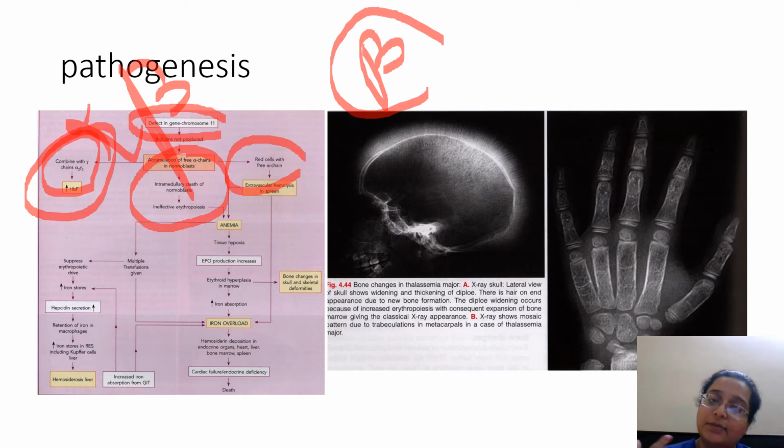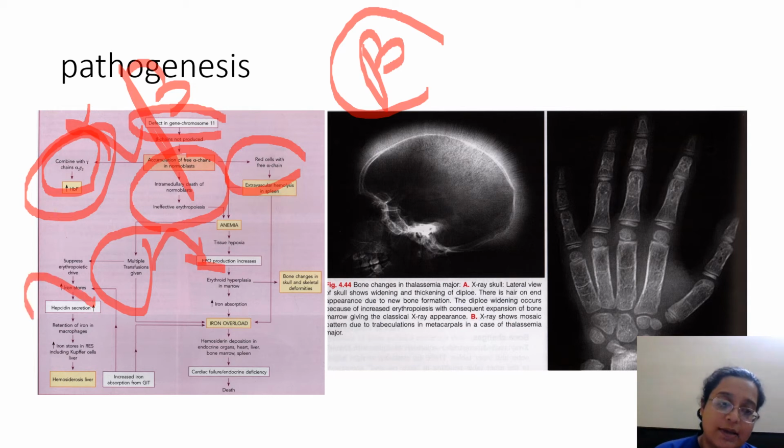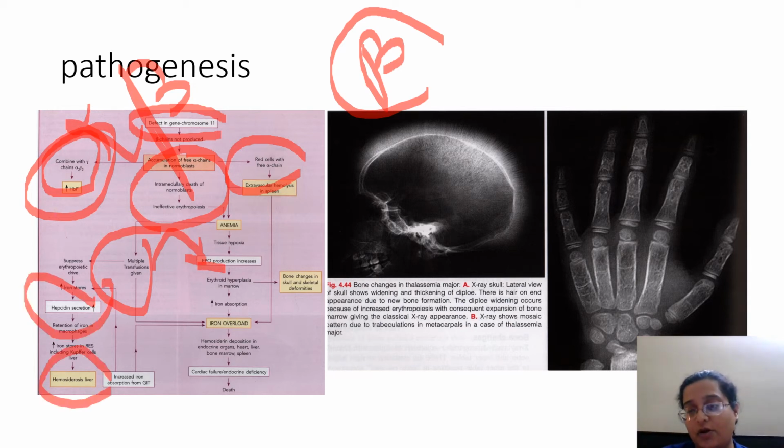Also, to combat this persistent anemia, you're going to transfuse the patient repeatedly. That will enhance the iron overload that you're facing. Now, what happens is multiple transfusions will give a negative feedback on the EPO production, will increase hepcidin secretion, and this will lead to more storage of iron which has been absorbed rather than utilization of the iron, and hence hemosiderosis will occur.